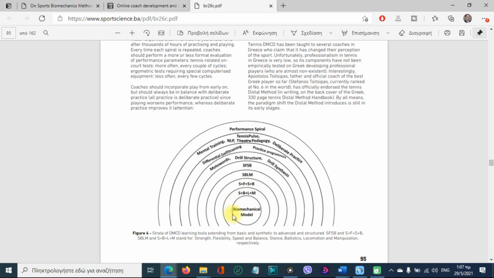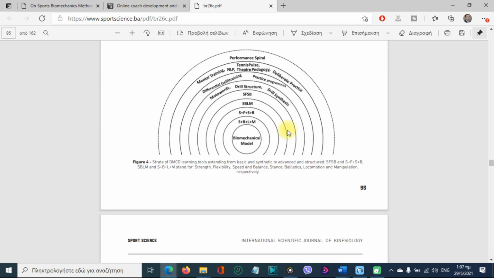And most of the tools are tools I have created myself. They didn't exist before, and I have published them in peer-reviewed journals. So these are some tools.